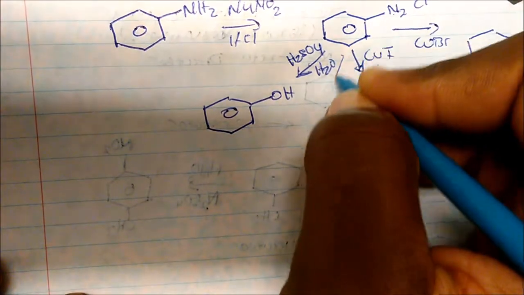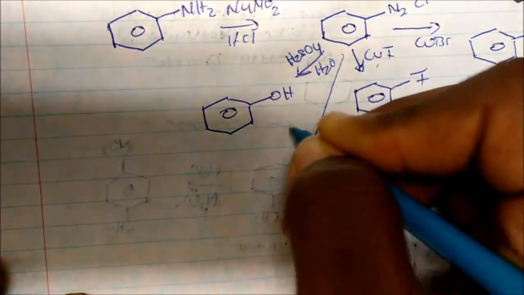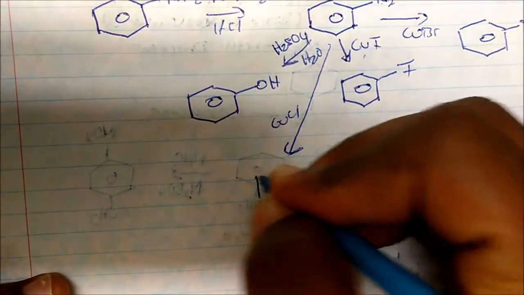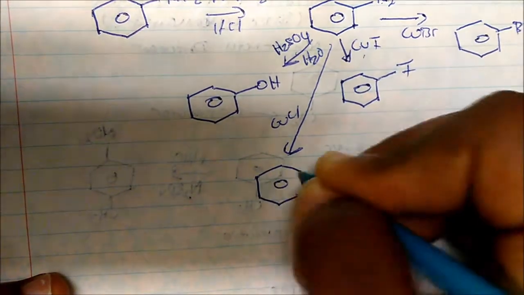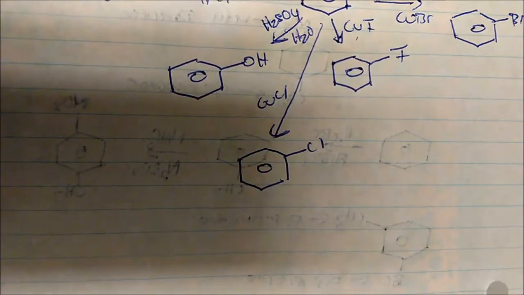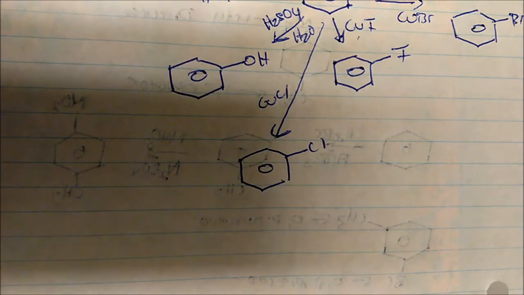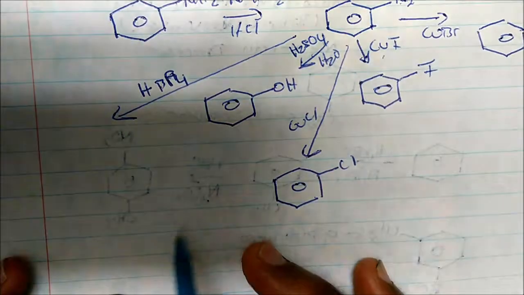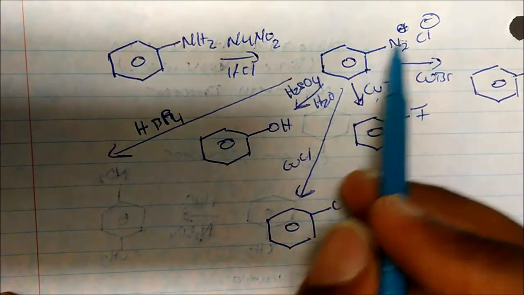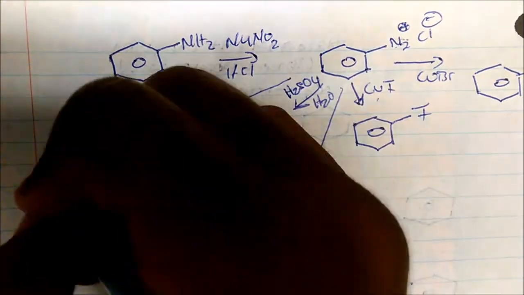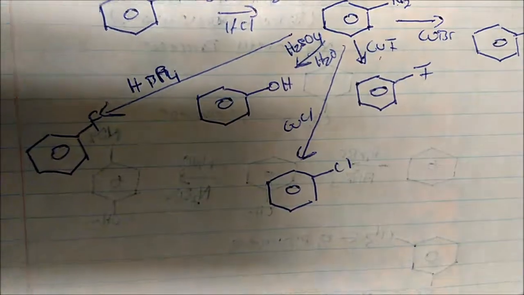From this, if we add cuprous chloride, we get the chlorine on the end. So we get the chlorine there. What else? I could take this and add this reagent, HBF4. If I take this diazonium salt and add HBF4, actually we get the fluorine. I'll get the fluorine compound.